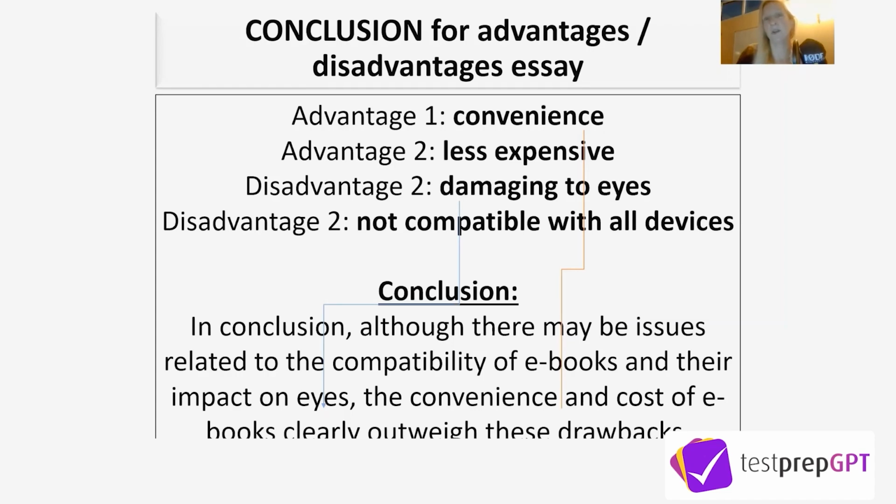So using the word although. This is what we call in grammar an adverbial clause. So I'm saying that even though I admit that there are problems with ebooks, however, I do believe that their convenience and cost still outweigh their drawbacks, their disadvantages. And note that I've used the word drawback instead of disadvantage. This is a synonym for disadvantage.